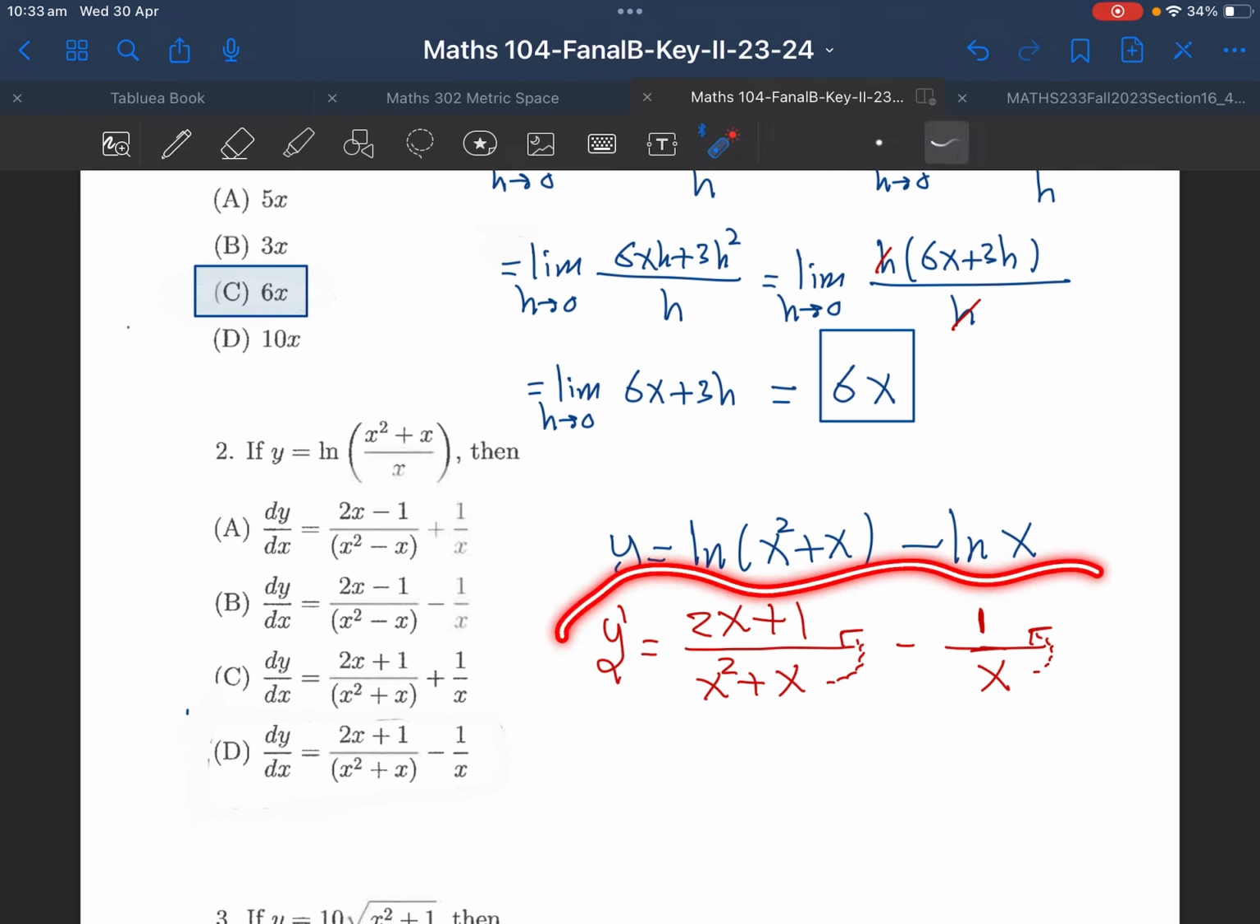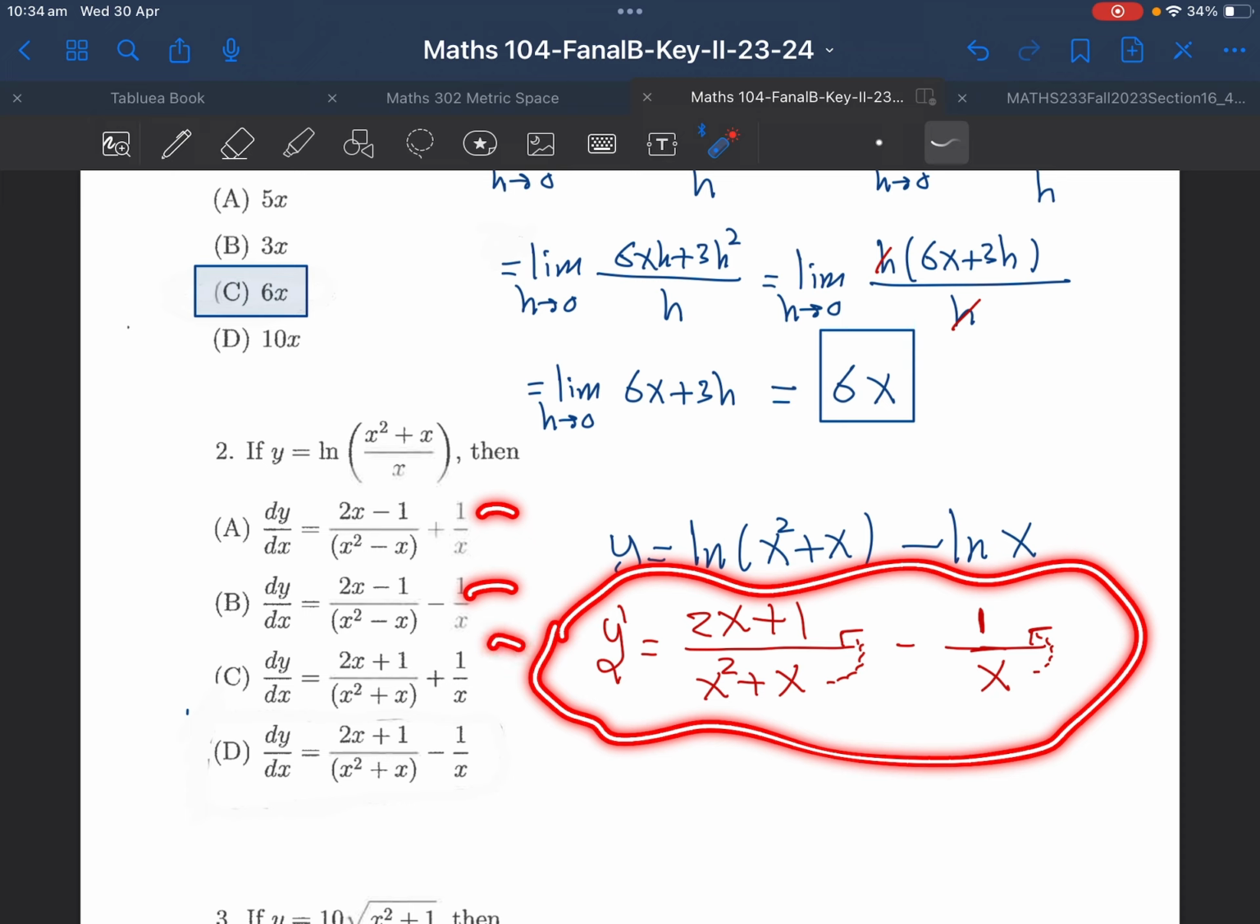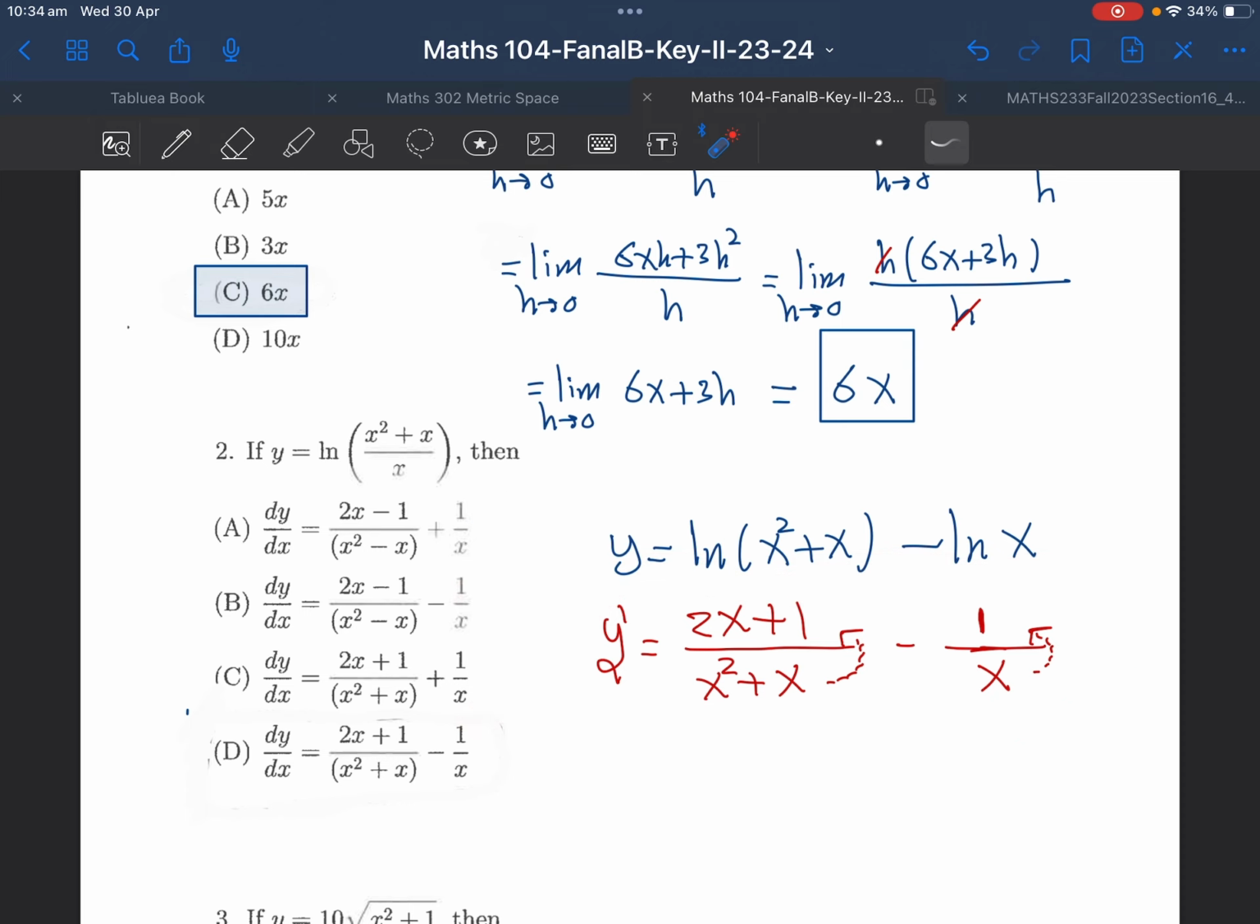Now you need to tell me which one of these answers corresponds to this one. Of course, the one with the plus, I don't want to see it. That will be eliminated. Now I have two options. There is 2x minus 1, there is 2x plus 1. For me, my answer was the one with the plus. So I just take this one.